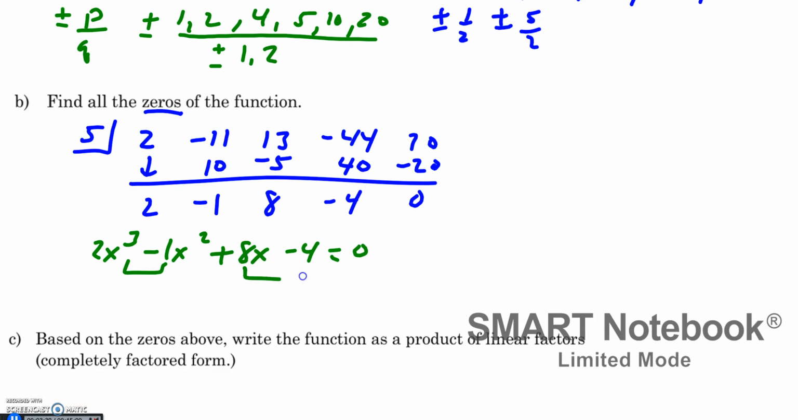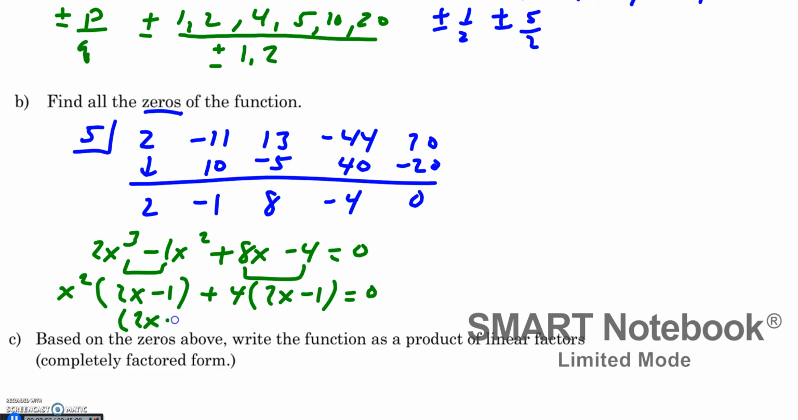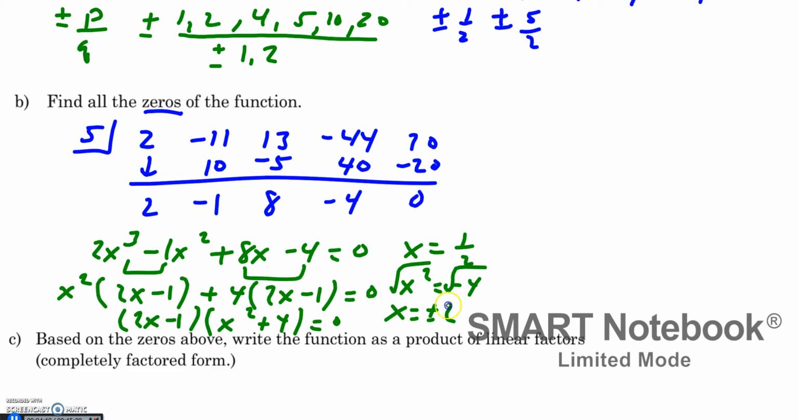So you'd group these together, take out a greatest common factor of x squared. You'd be left with 2x minus 1. Take out a greatest common factor of 4, also left with 2x minus 1. So that means I'd have (2x minus 1)(x squared plus 4) equals 0. And if I solved both of these, I would get x equals 1/2 if I set this equal to 0. And if I set this equal to 0, I would get x squared equals negative 4. And if I take the square root, my answers would be imaginary, plus or minus 2i.